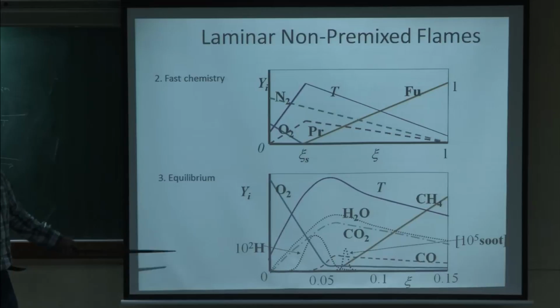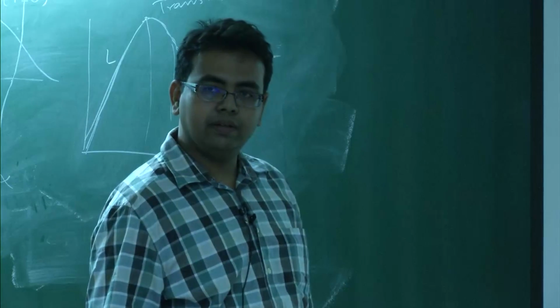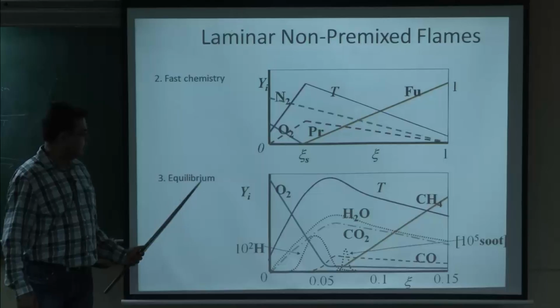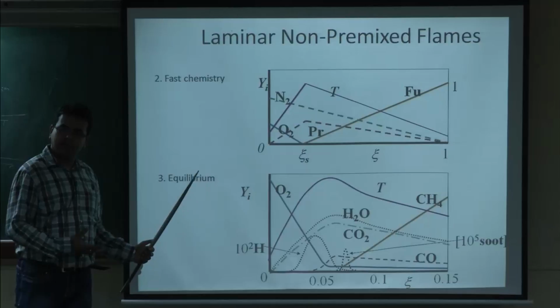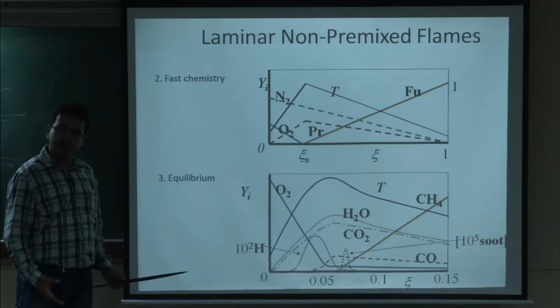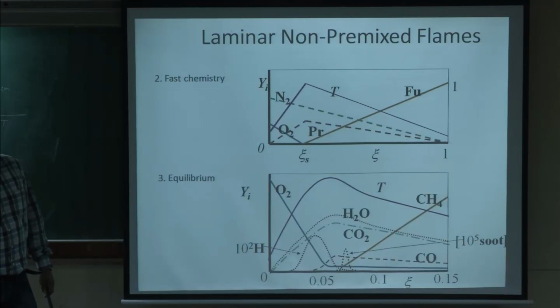So when we know these profiles, we can easily calculate the flow field. If we know the mixture fraction, we can obtain the species concentrations and temperature, and we can easily calculate density and obtain the flow field. So that is the advantage of using mixture fraction. You are solving only the Navier-Stokes equation plus the mixture fraction equation, and recovering all other variables in terms of mixture fraction.